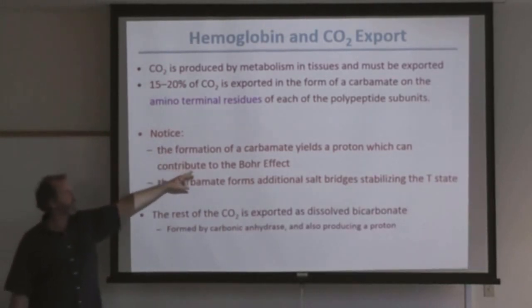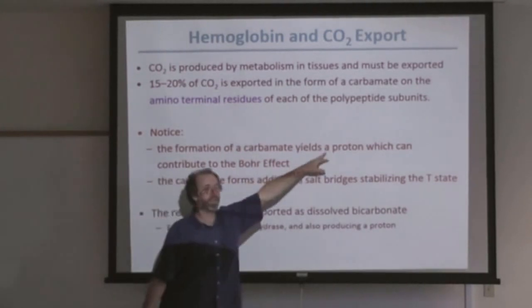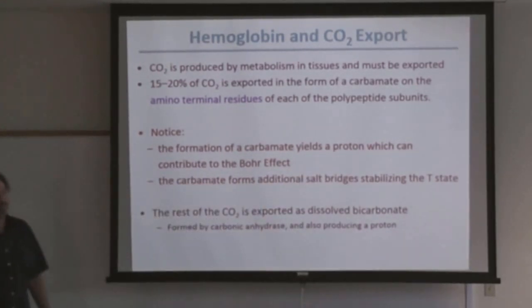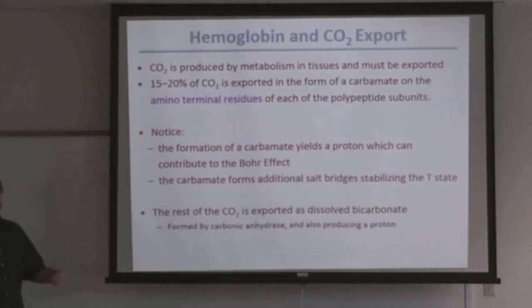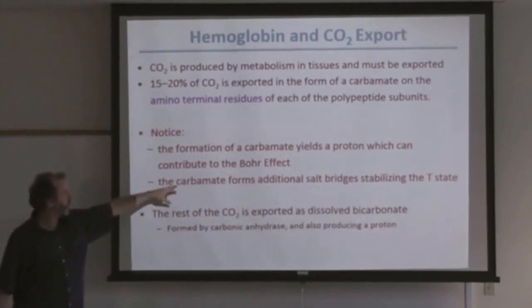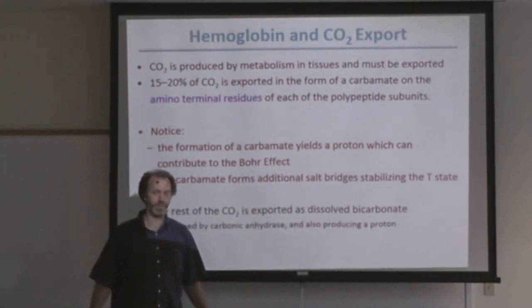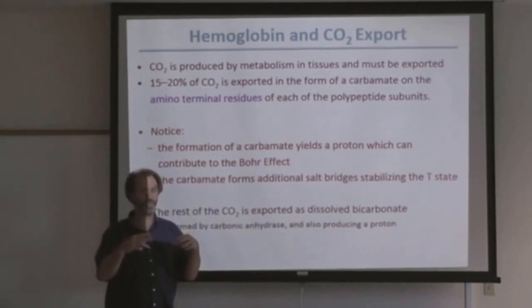And this actually yields another proton, right? So when you form that carbamate ion, you're actually lowering the pH even further than you would with just metabolism, which contributes to the Bohr effect even more. And then the carbamate forms additional salt bridges that are stabilizing that tense state itself.